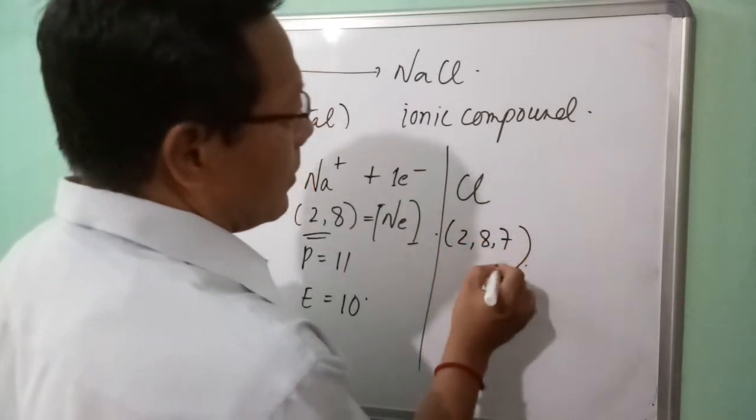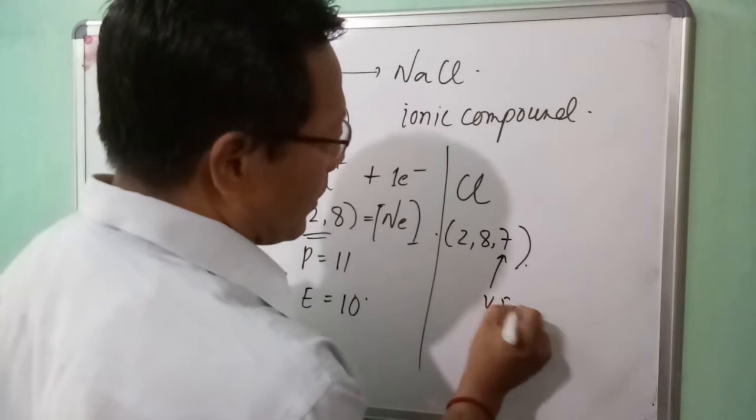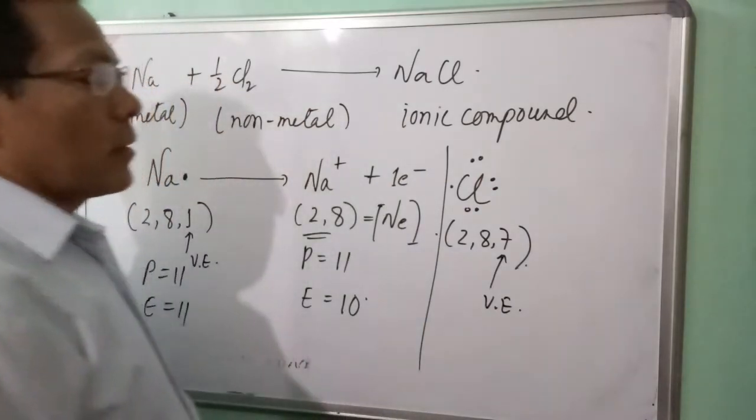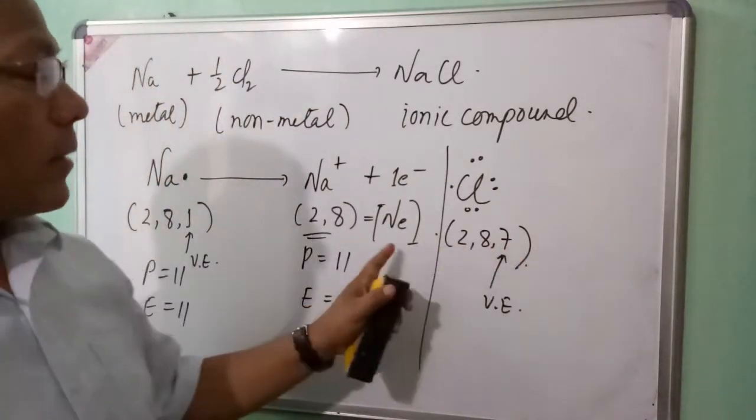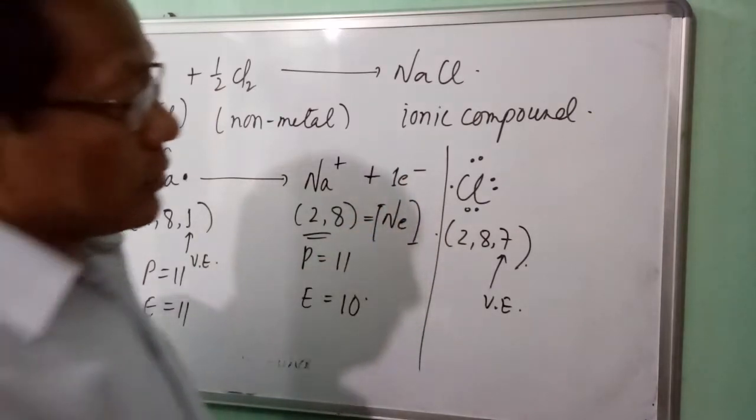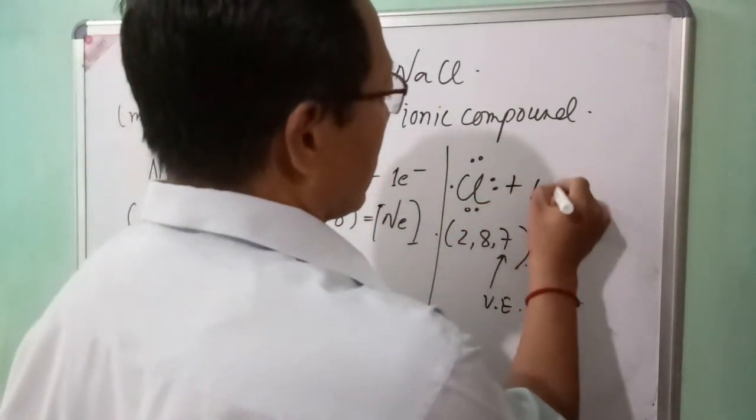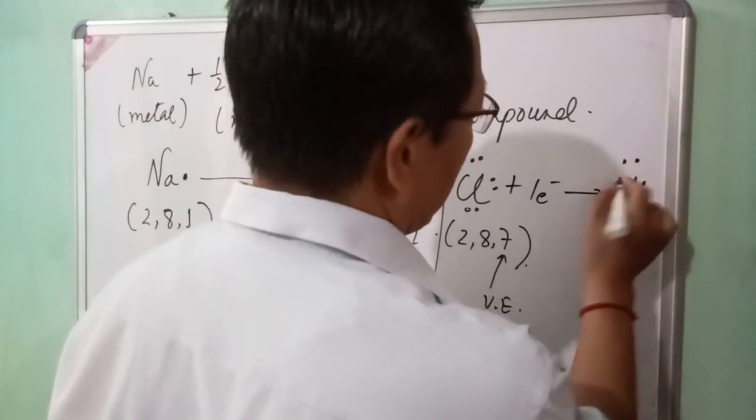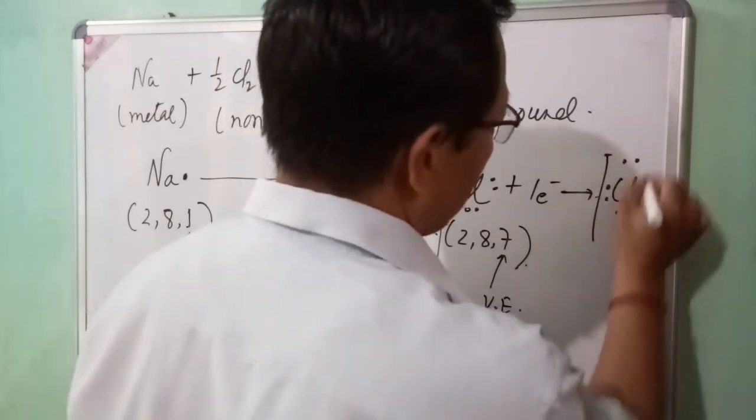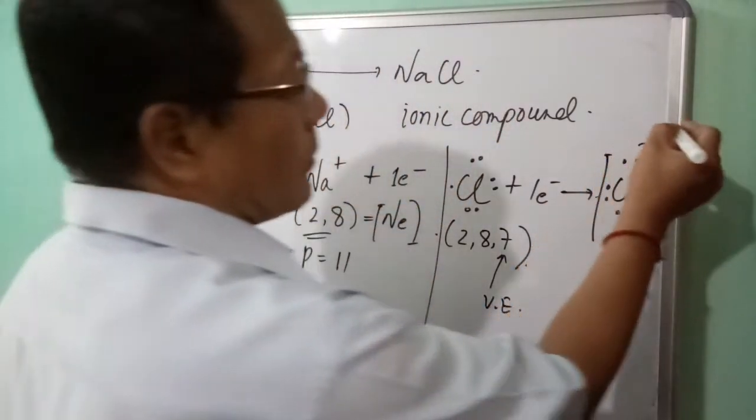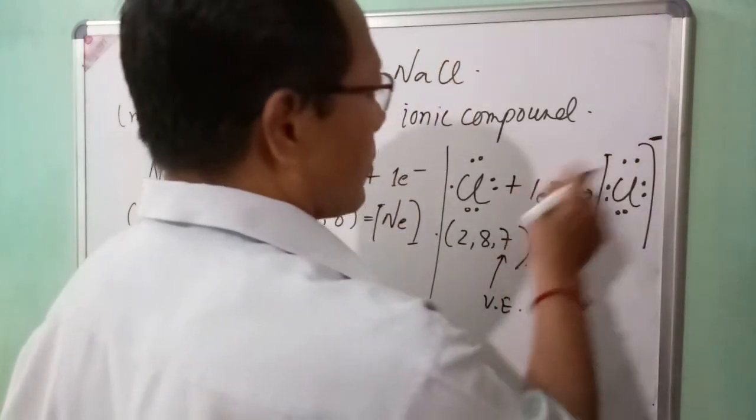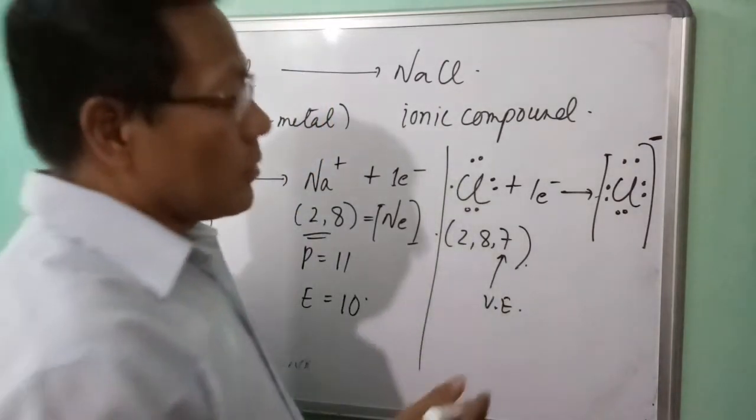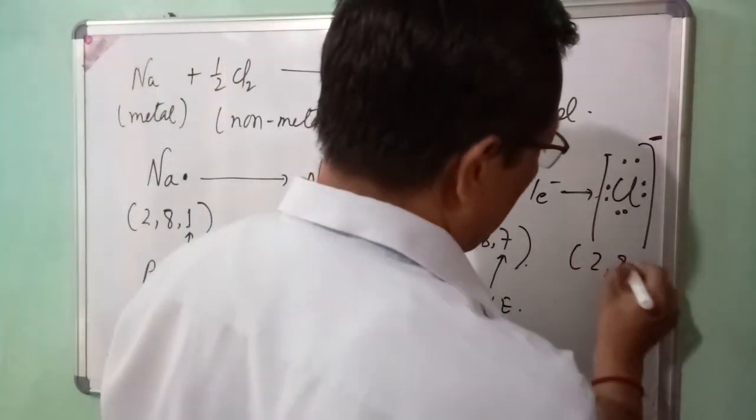Sodium has 1 valence electron, and in its Lewis symbol we put 1 dot. Chlorine has 7 valence electrons. To get the noble gas configuration of argon, chlorine gains one electron from sodium to form chloride. Since it gains an electron, the chloride ion develops one negative charge, and so this chloride ion gets the stable configuration of argon.